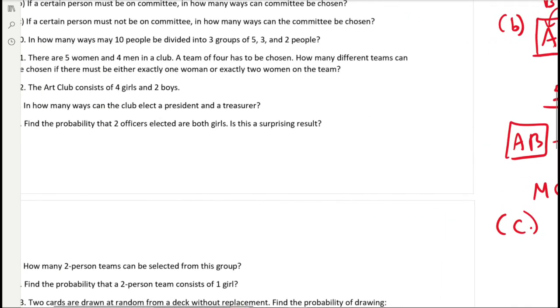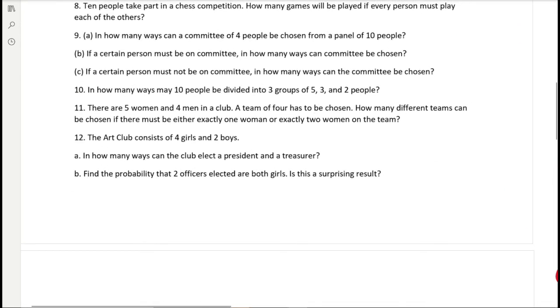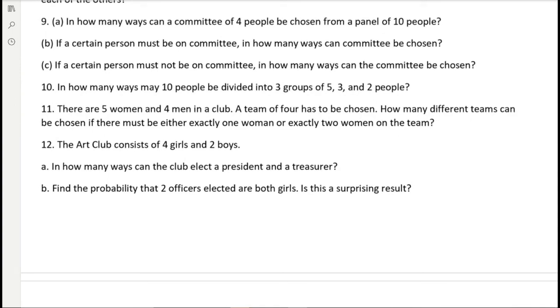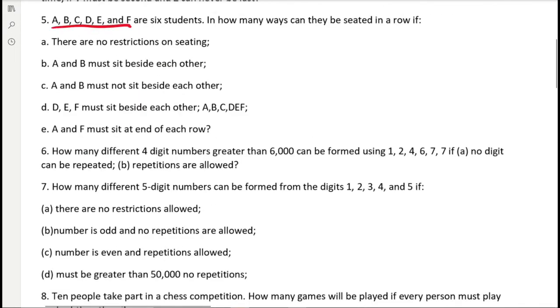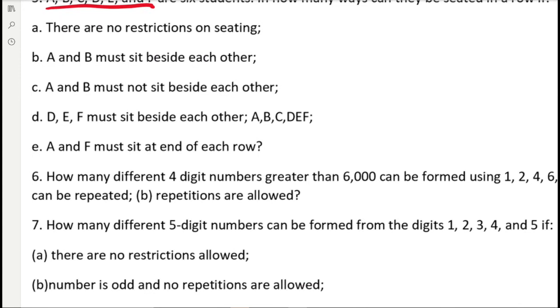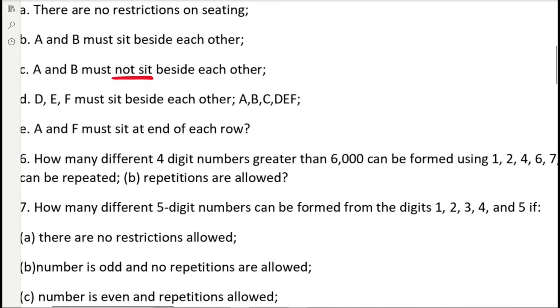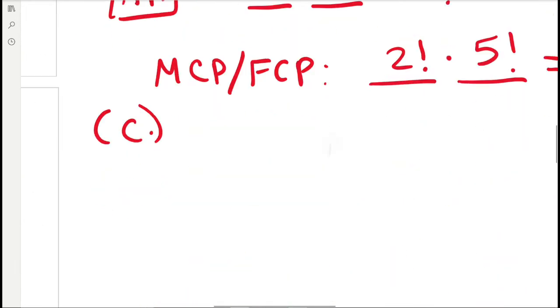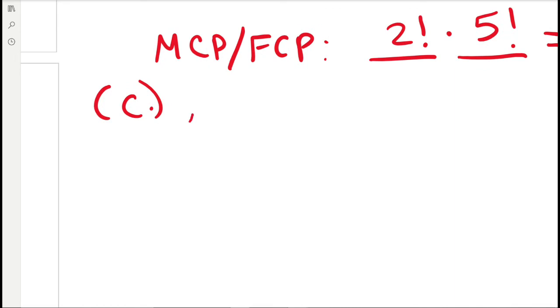All right, so for part C. I'm looking at the wrong one, sorry about that. Here: A and B must not sit beside each other. So this means A and B are not beside each other.